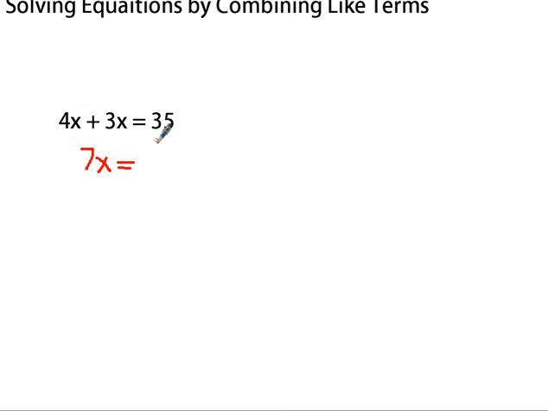And this side I didn't change, so it's going to just be 35. Once I have combined my like terms, I get a new equation. This equation is easy to solve. I simply divide both sides by 7, and I get x is equal to 5.